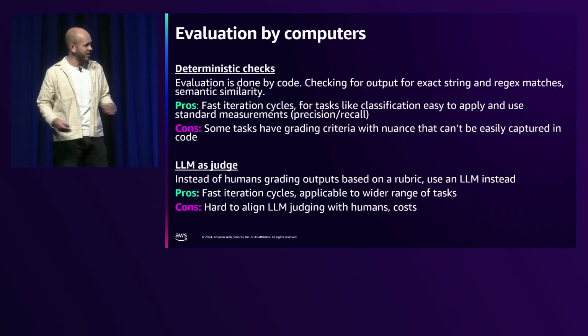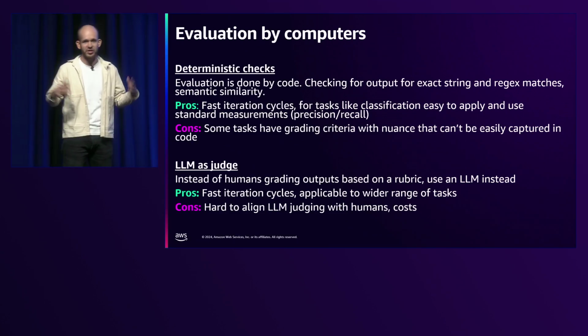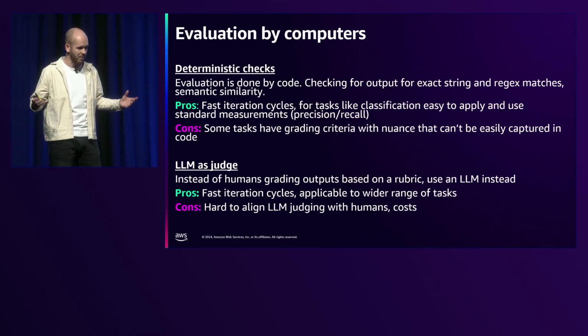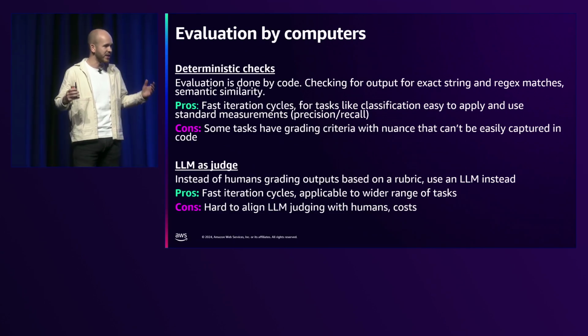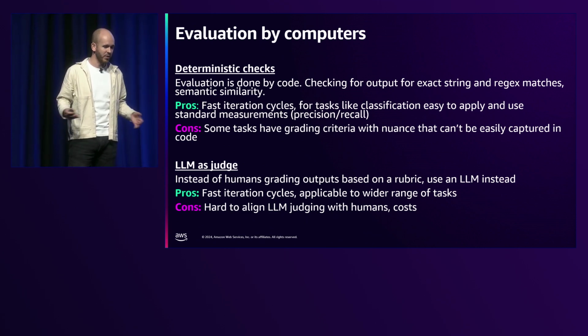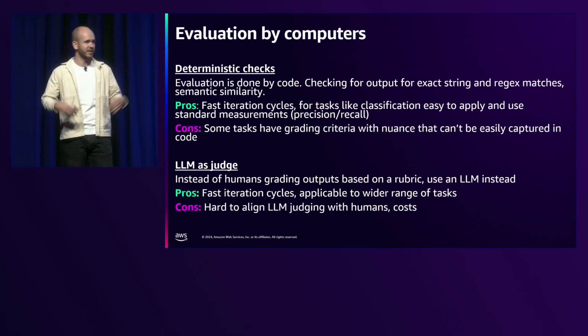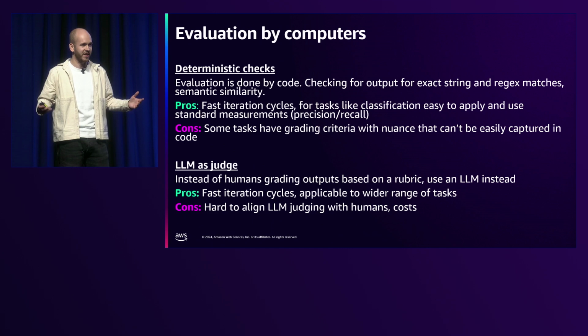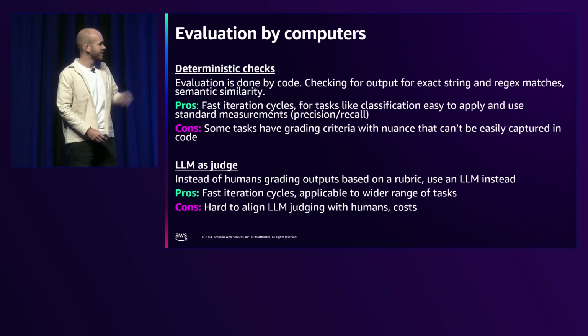We can do evaluation by computers. And so there's deterministic checks, or what I might call programmatic checks. The idea here is we do evaluation by code. So we still create a test set and we write code to kind of grade our outputs. This works for some things like exact string matching, regex. There's things like semantic similarity against golden outputs. And this allows for very fast, very tight iteration cycles.